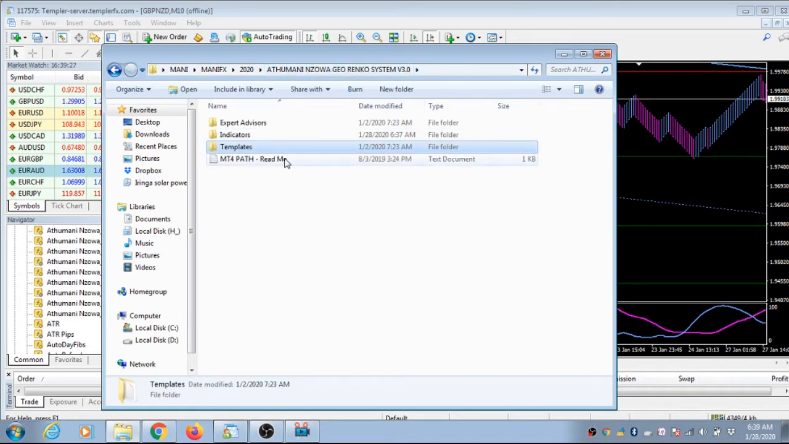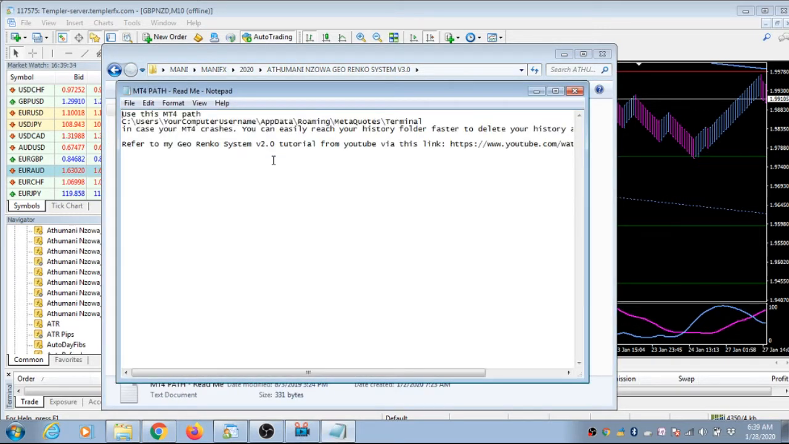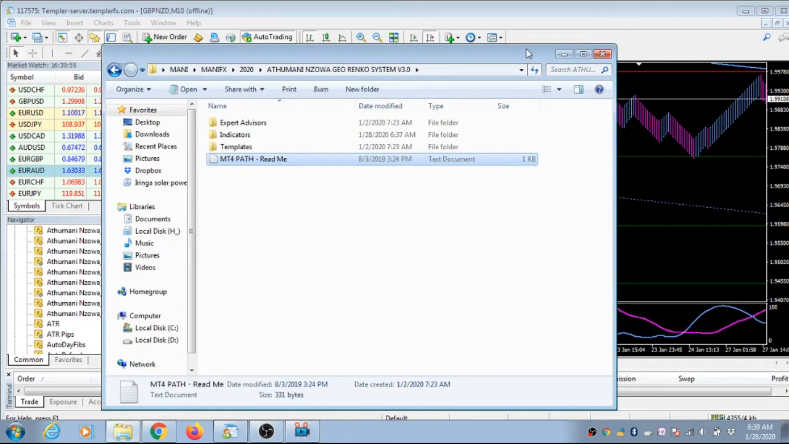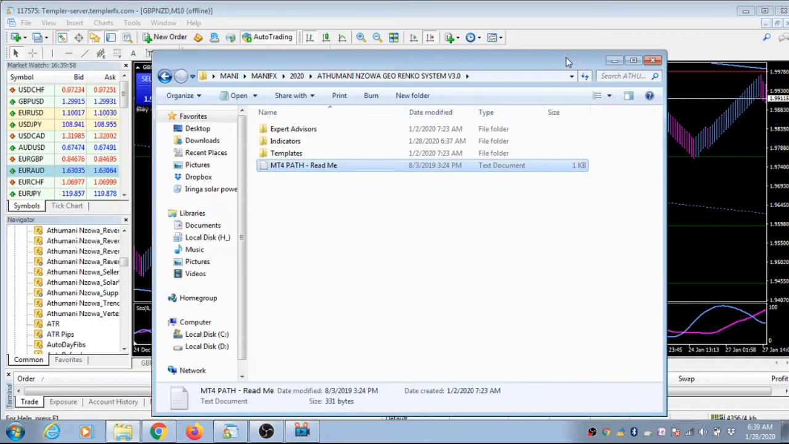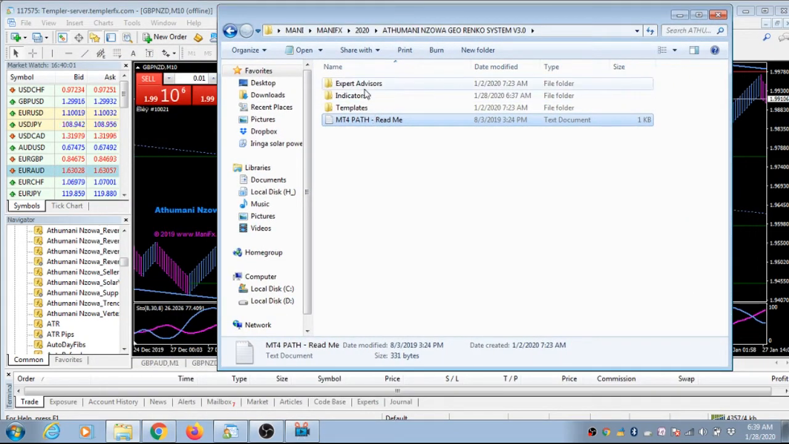And then you're going to have this MT4 path, which I'm going to explain in later tutorials. In fact, this path is going to help you in case your system crashes, maybe due to very low resource in terms of RAM. So this is the remedy to take care of that. Maybe it crashes for other reasons, maybe when you open too many charts. So you're going to have 3 folders and 1 file: the expert advisors folder, the indicators folder, and the templates folder.